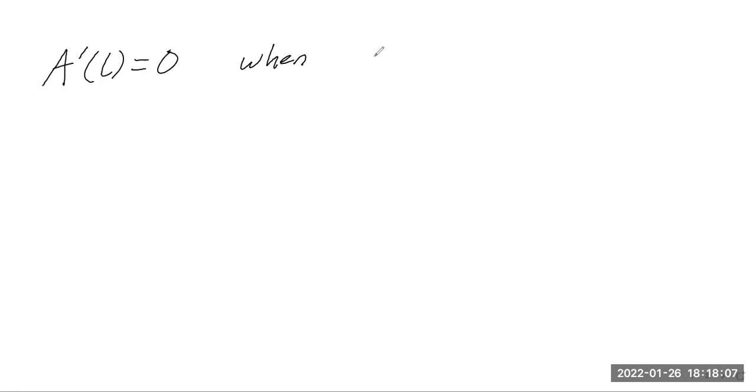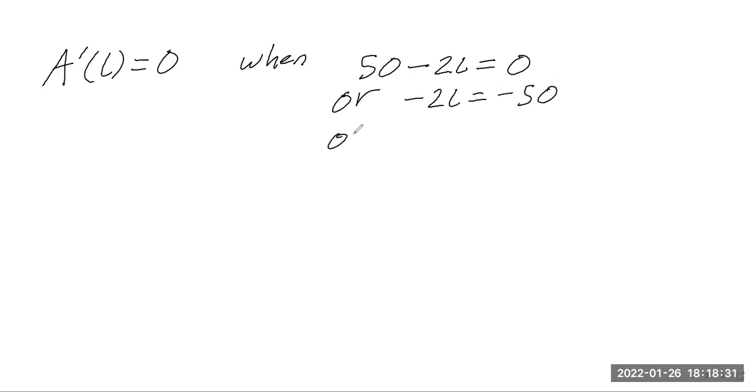And the derivative is going to equal 0 whenever 50 minus 2L is equal to 0. Makes sense, right? Just looking back at our formula for the derivative. Well, if I wanted to, I could just bring that constant over to the right. Then I could divide by negative 2 and get that, okay, well, length is 25. So whenever length is 25, we get a critical value.